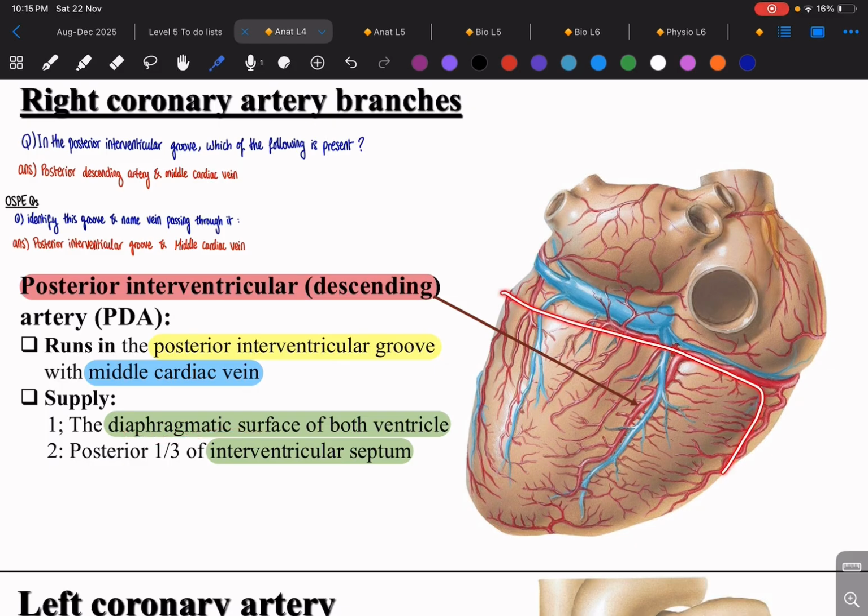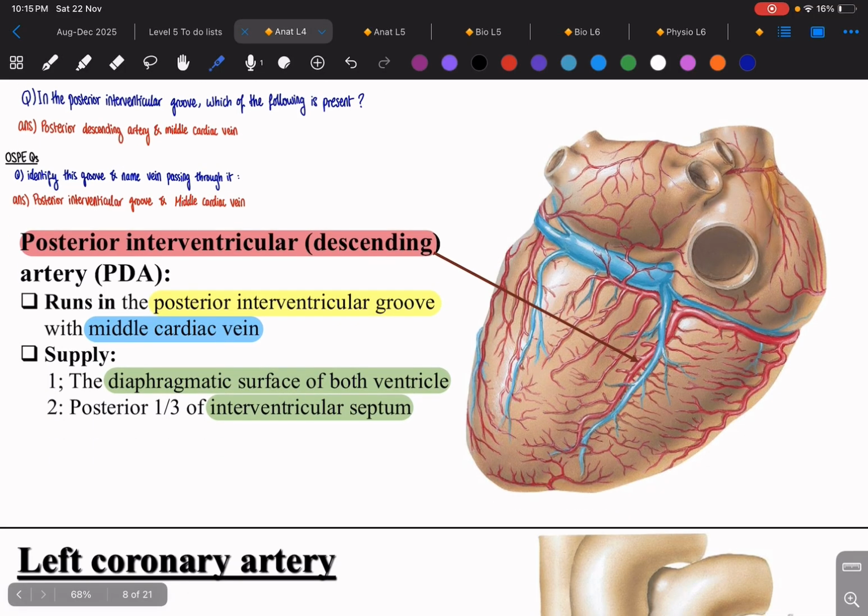Then we know this surface or this area is known as the diaphragmatic surface, right? So it supplies the diaphragmatic surface of both ventricles. And it supplies the interventricular septum, but only 1/3 of the interventricular septum. We're going to see what supplies the rest in the coming slides. So we're done with the right coronary artery and its branches.